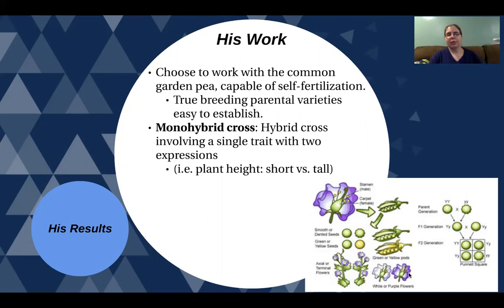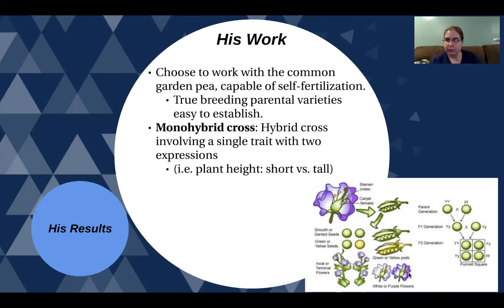So what we mean by true breeding parental varieties is that we know from the traits of this parent that all of the offspring will be the same. That's what we are talking about. So if we have a tall pea plant with smooth peas that are green and has purple flowers, then every single seed from that plant will be a tall pea plant with smooth green peas and purple flowers.